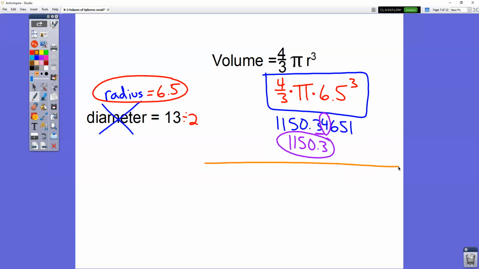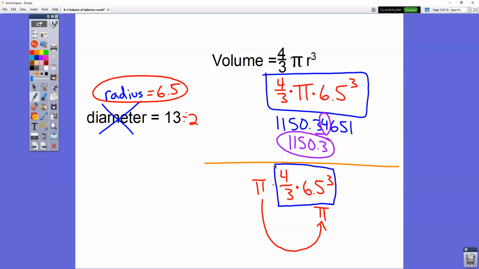If we were leaving it in terms of pi, you're going to type in everything except for the pi symbol. So 4/3 times 6.5 to the third. All that we're going to do with our pi symbol is just stick it at the end of our answer. So the only things that you are typing into the calculator is 4/3 times 6.5 to the third. When you do that, you get an answer of 366.1666666666666 or 6 repeating pi.